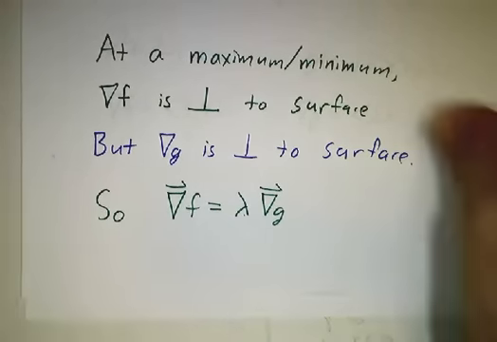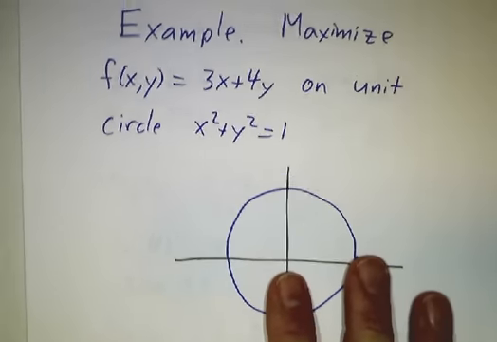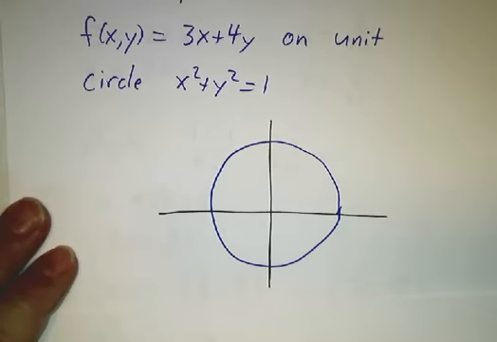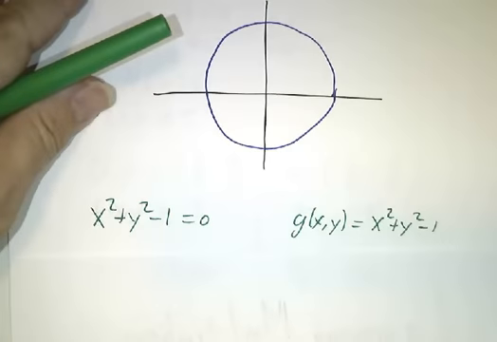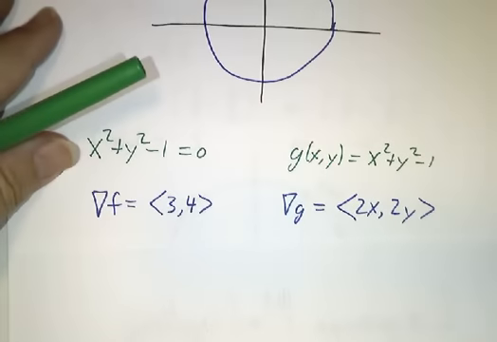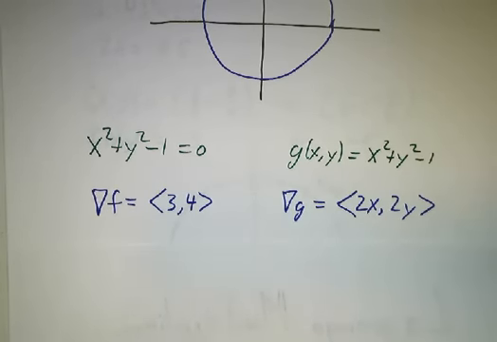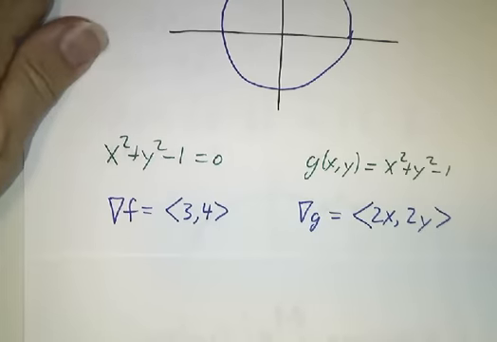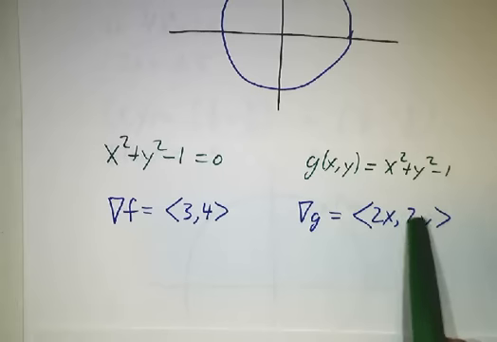Okay? So let's do an example. Let's try to maximize the function 3x plus 4y on the unit circle. Now, in this case, our function g, that's 0, isn't x squared plus y squared, it's x squared plus y squared minus 1. And computing its gradient is pretty easy. It's just 2x, 2y. And the gradient of f, which was 3x plus 4y, is just 3 comma 4. So we want to say that this must be a multiple of this.